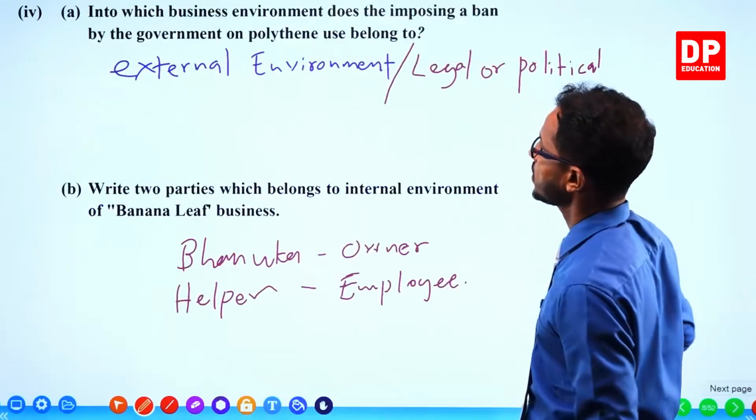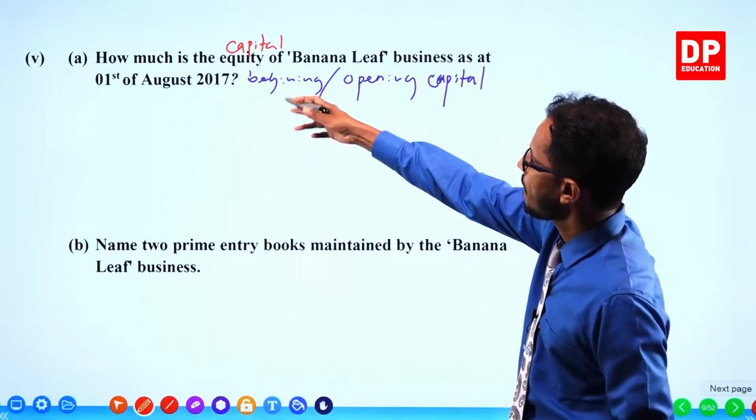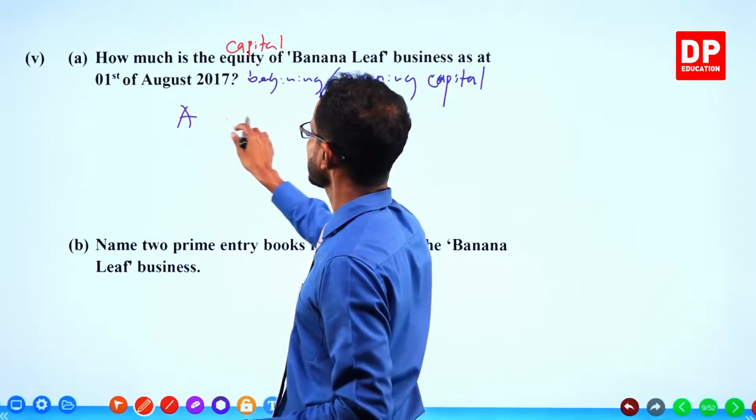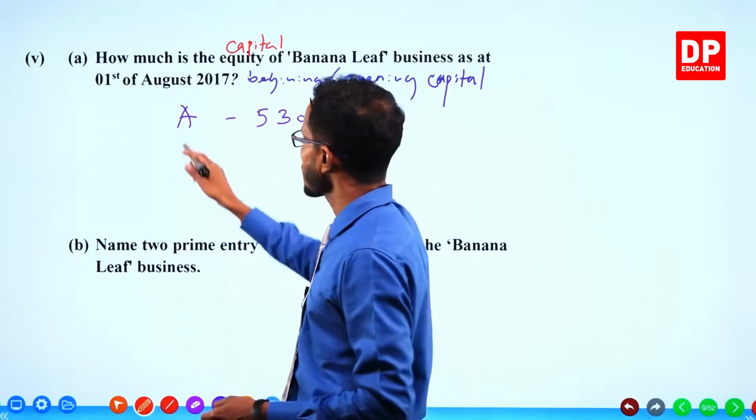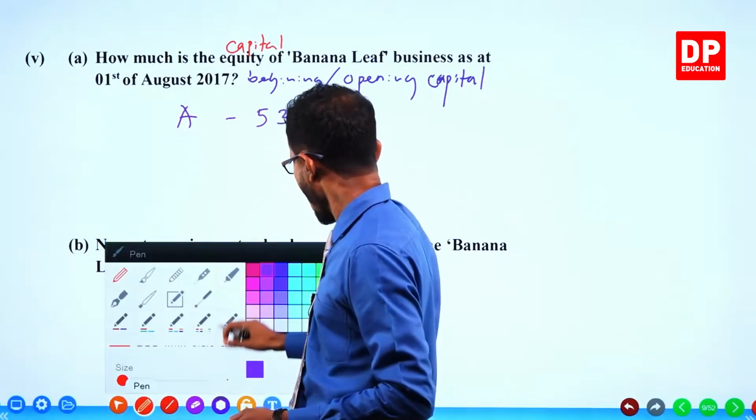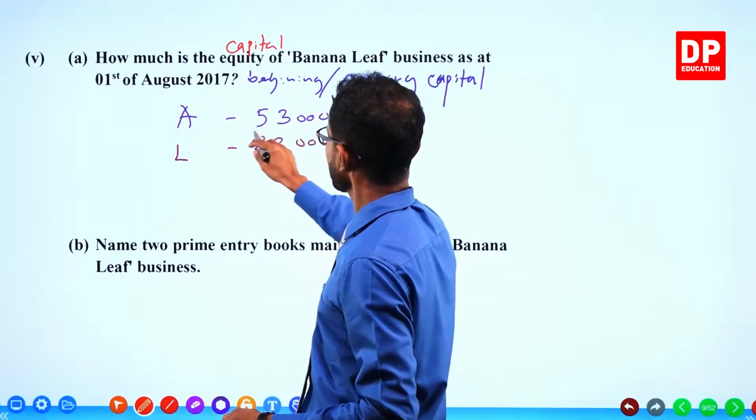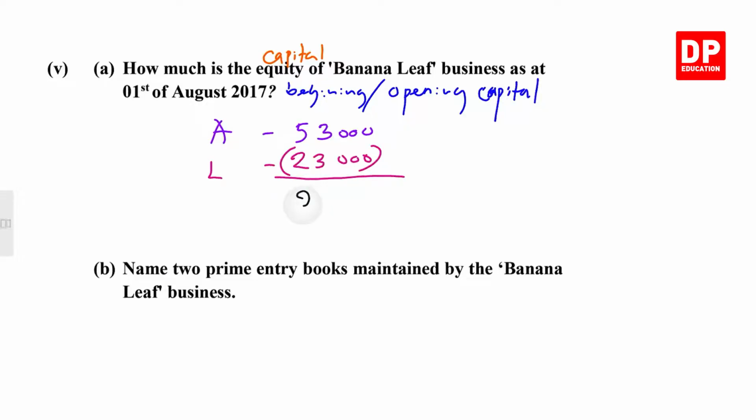No, to this question. How much is the equity of banana leaf business? Assets 53. Show your workings. Liabilities 23. So capital is how much? 30. This is capital. Okay.